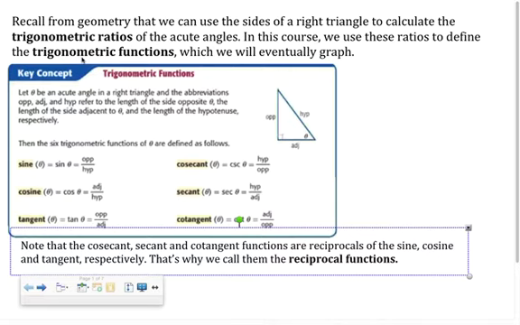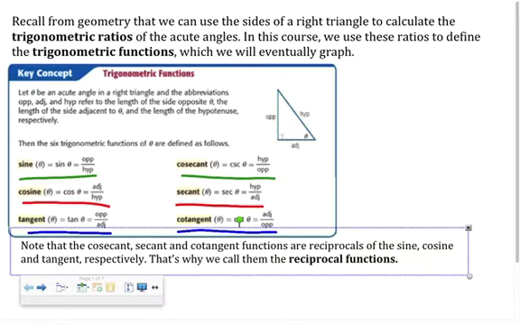And what I'd like you to notice is that the cosecant is the reciprocal of the sine. Secant is the reciprocal of the cosine. And cotangent is the reciprocal of tangent. So they are appropriately named the reciprocal functions.